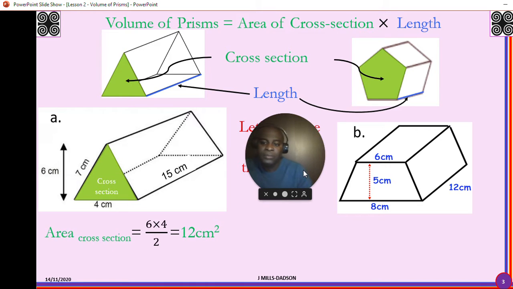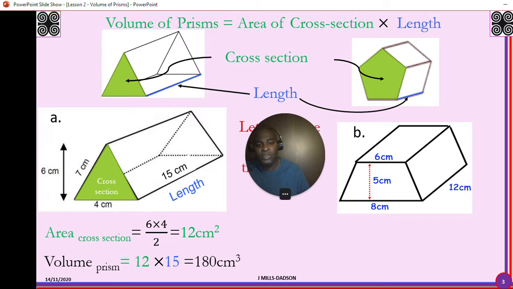So cross-section area is 12 cm squared when you work it out. Length is 15, so 12 times 15, 180 cm cube. Note, area is square, volume always cube.